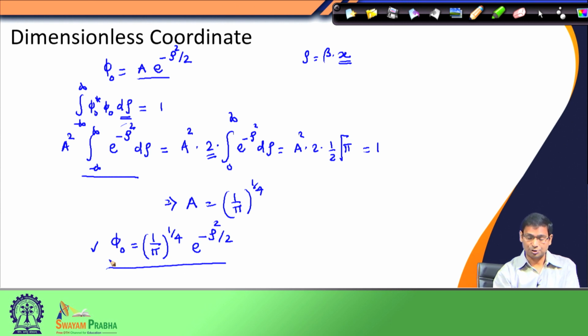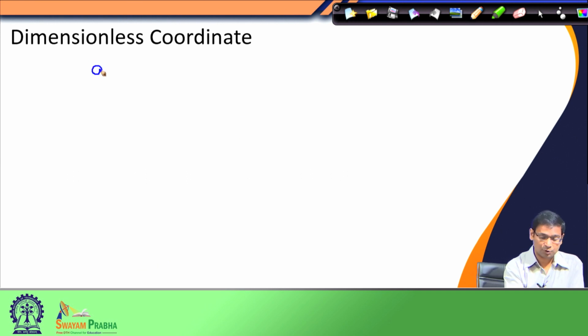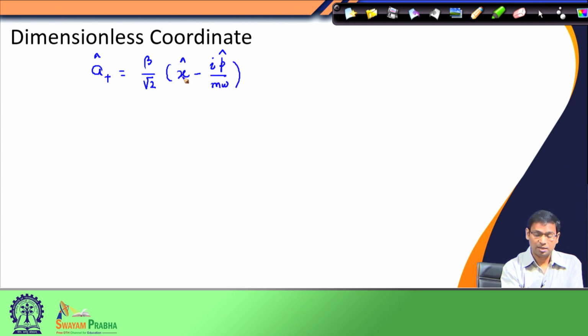We will continue our discussion, but before that we will express our step up operator, which is the a plus operator. If you remember, we defined it as beta by root 2 times x minus i p by m omega. Here x and p are defined in terms of the dimensional coordinate x. Now, we would like to express this a plus, the step up operator, in terms of the dimensionless coordinate.